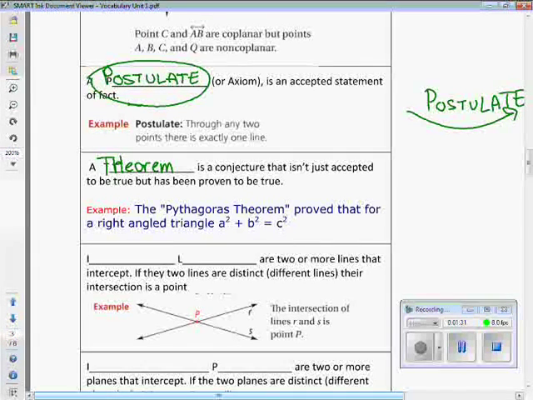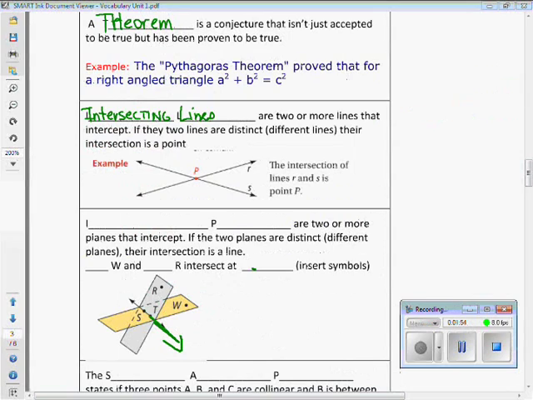And in addition to that is the word theorem. A theorem is a conjecture that isn't automatically accepted as being true, but it has been proven to be true. An example of that is the Pythagorean Theorem, which is a squared plus b squared equals c squared, and that's just a relationship between the sides of a right triangle. That's been proven to be true. And you go online and type in Pythagorean Theorem proofs, and there's all kinds of ones out there that you can watch people do.